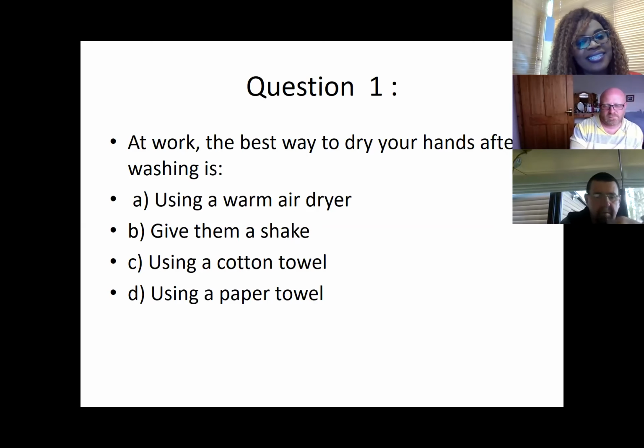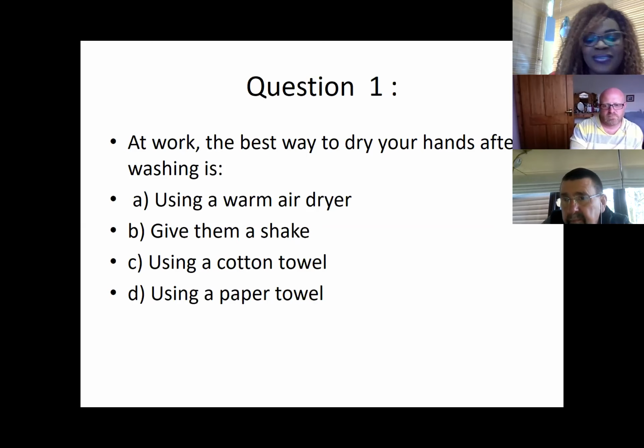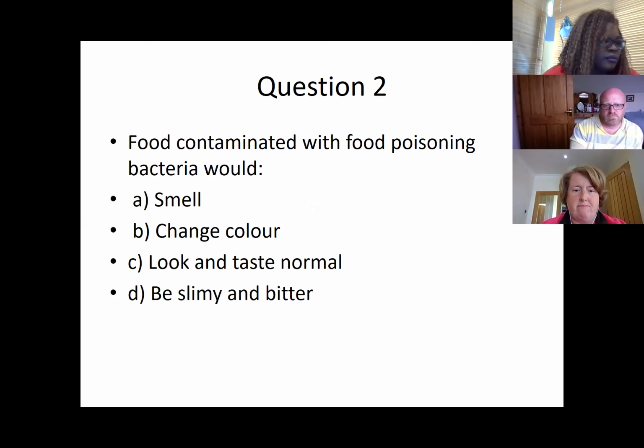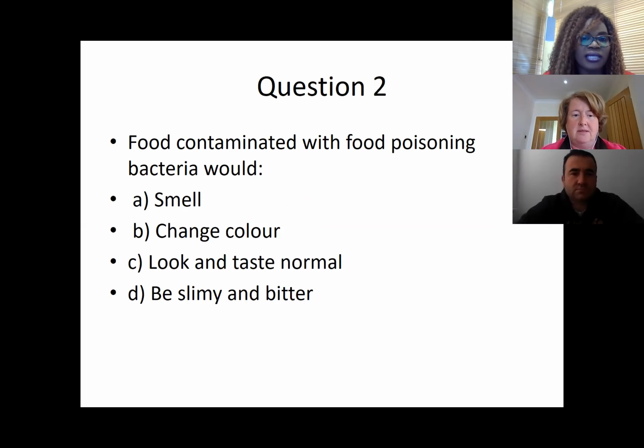What is the right answer here? D. D is the right answer. So you're good. I knew it was going to be an easy peasy, lemon squeezy quiz. All right, now: food contaminated with food poisoning bacteria would smell, change color, look and taste normal, be slimy and bitter. What's the right answer? C. C, fantastic.